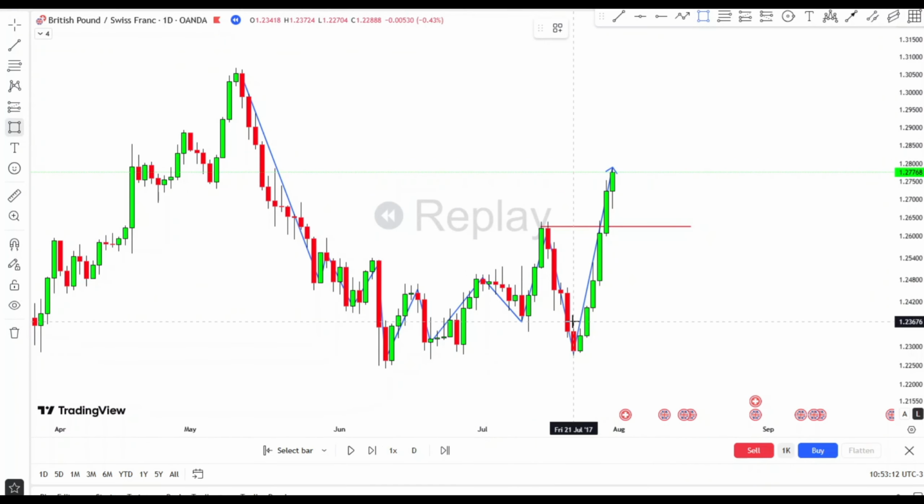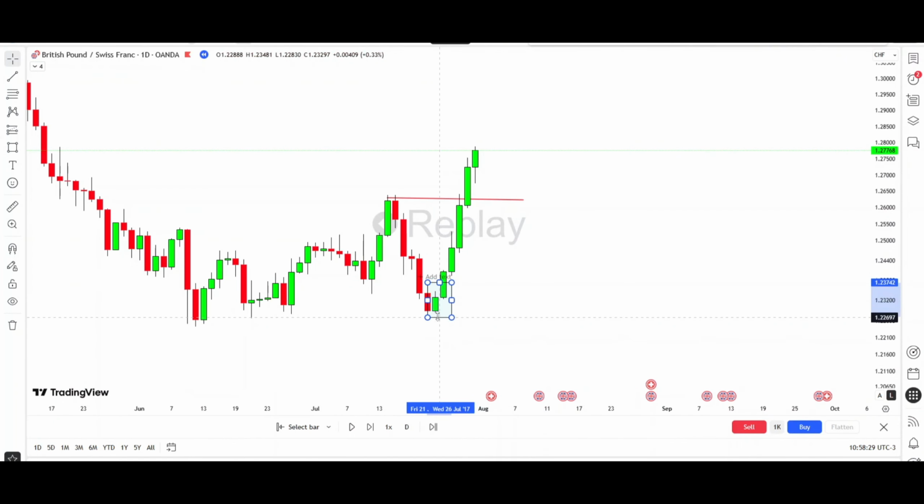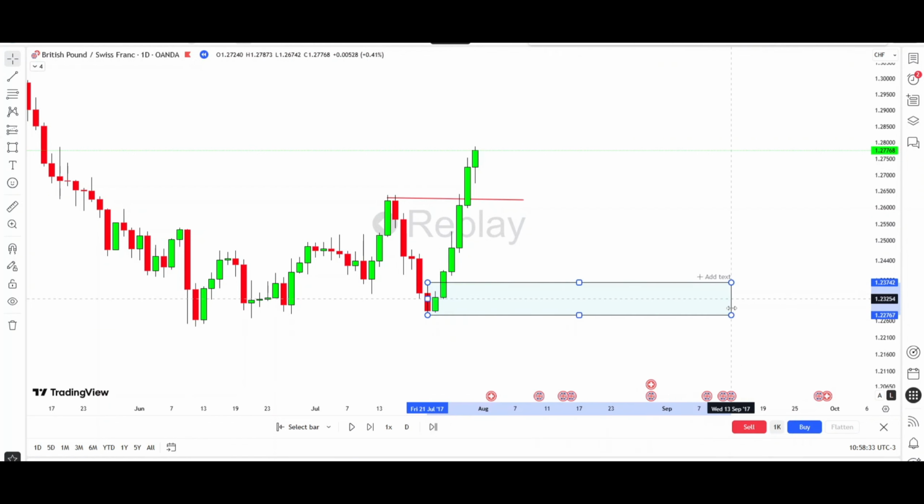So what we want to do is find the red candle right before the aggressive buying, which is right here. Then you want to draw a rectangle from the top of the last bearish candle's wick to the bottom wick of this candle. Then extend the zone forward all the way up here like this. So now the area between these two lines becomes our demand zone.